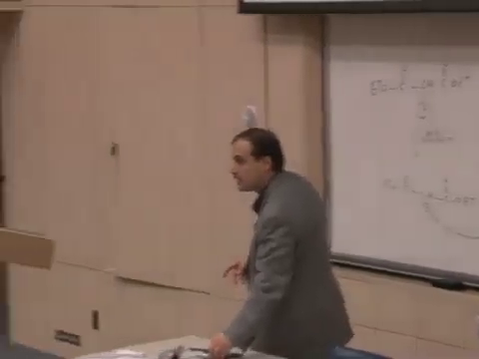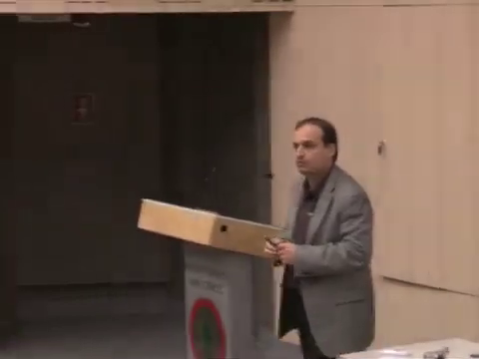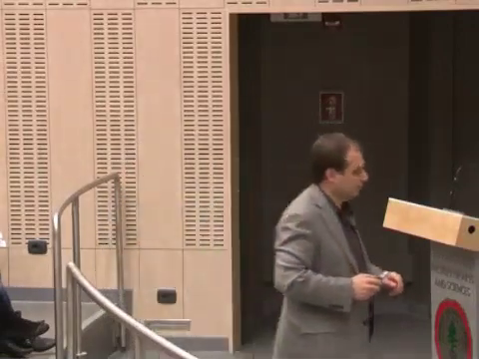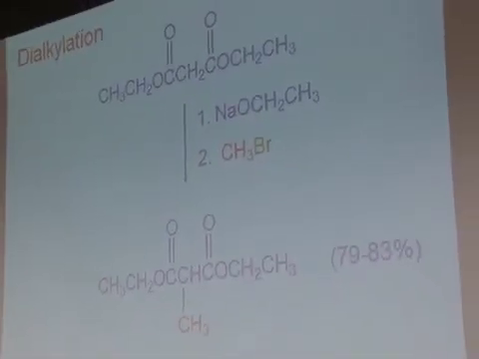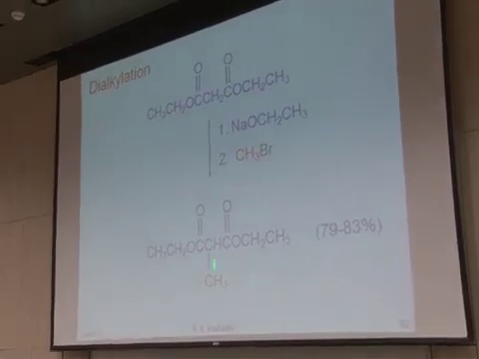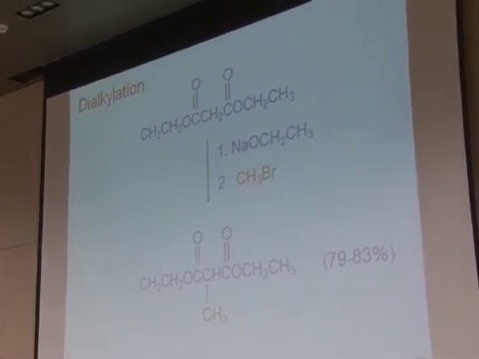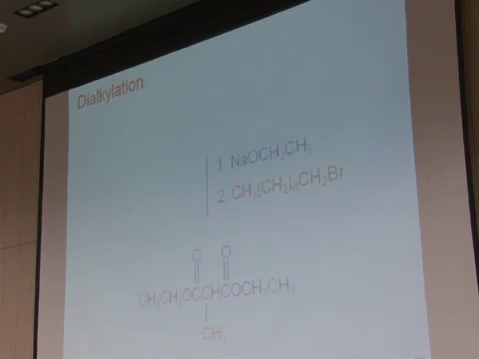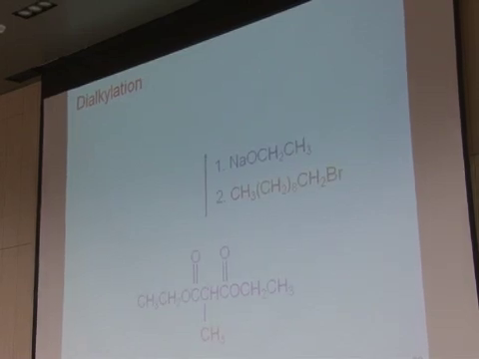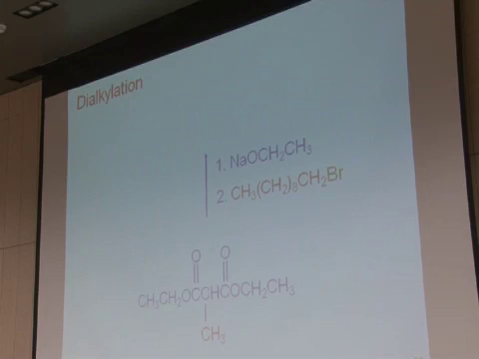So if your alkyl halide is secondary or primary, you can do the SN2 reaction. If your alkyl halide is tertiary, you will get the elimination product. You can achieve dialkylation. So if you have diethyl malonate and you are reacting it with sodium ethoxide and then with bromomethane, you can substitute the alpha carbon with a methyl group. Then you can do another alkylation by adding first sodium ethoxide and then 1-bromodecane. So you can get the dialkylation product.